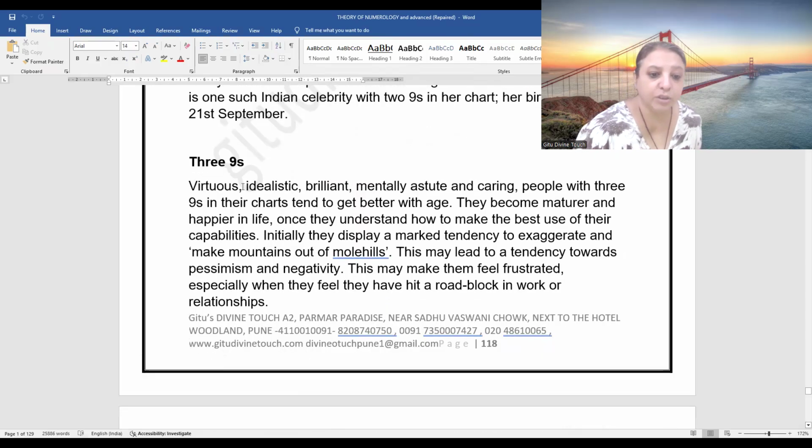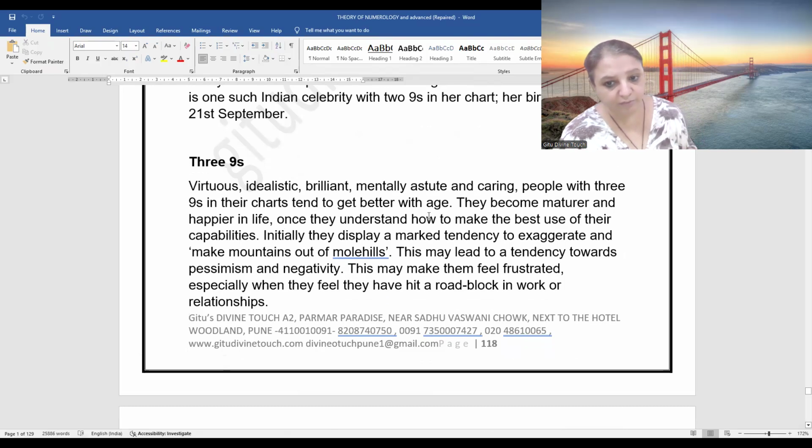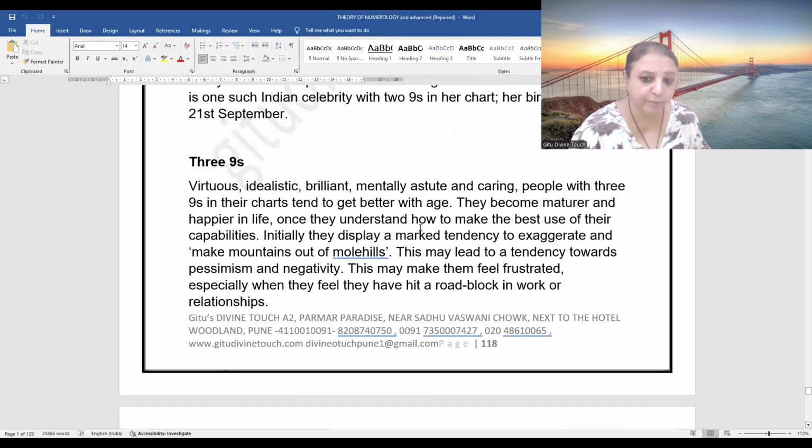Three nines: virtuous, idealistic, brilliant, mentally astute, and caring. People with three nines in their charts tend to get better with age. They become maturer and happier in life once they understand how to make the best use of their capabilities. Initially, they display a marked tendency to exaggerate and make mountains out of molehills. This may lead to a tendency towards pessimism and negativity. This may make them feel frustrated, especially when they feel they have hit a roadblock in work or relationship.